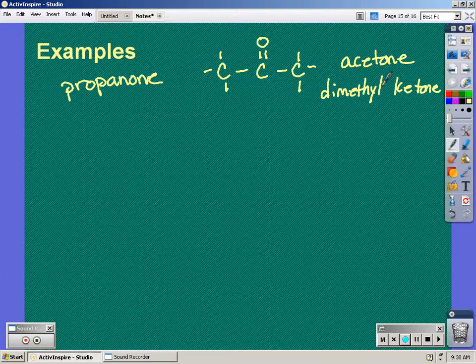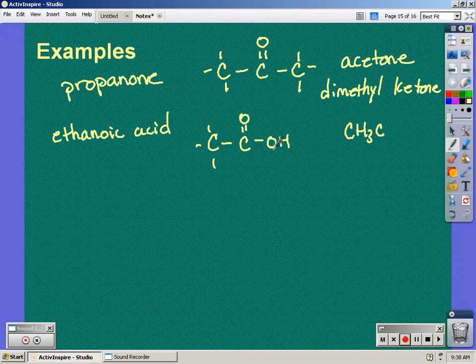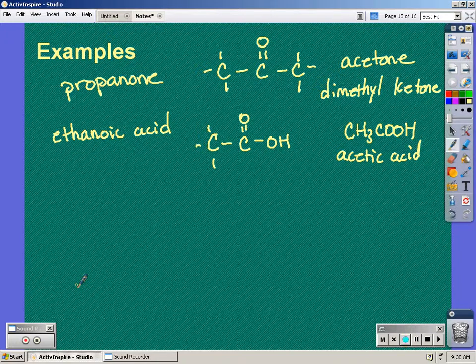Let's see another example. If we say ethanoic acid, you would have your chain of carbons, and then at the end of the carbon you would have a double bonded oxygen and then your OH group. So what we have is CH3COOH, and hopefully you recognize that as actually acetic acid. So some of these organic compounds can be named different ways, and so there's generic names, and then there's the organic way of naming it.